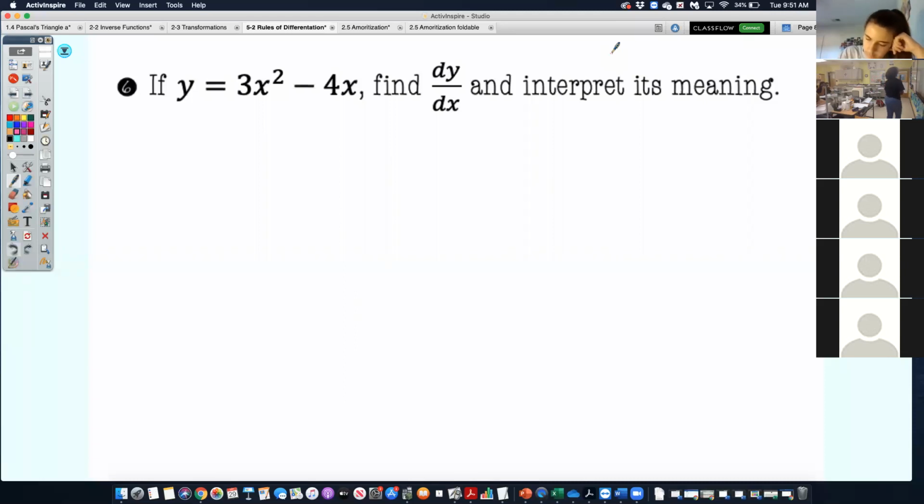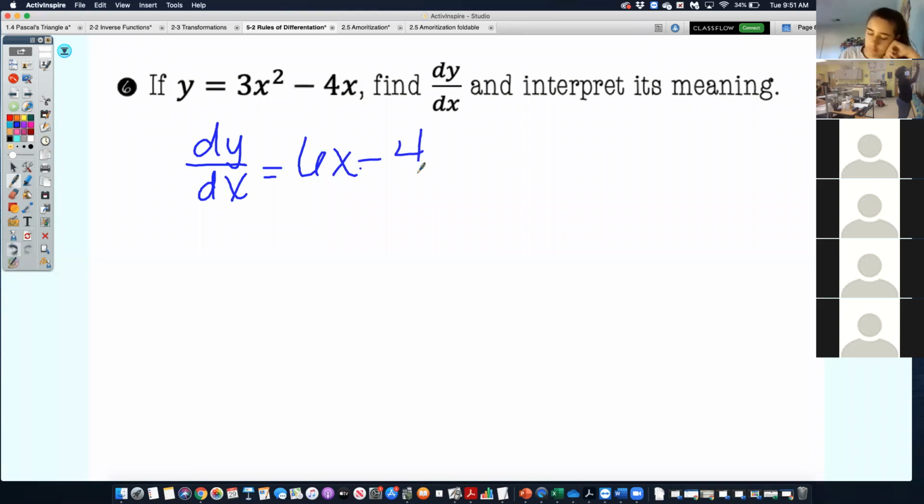Somebody online, give me what the derivative is. Or sorry, dy dx. 6x minus 4. Very good. Remember, multiply, subtract 1, multiply, subtract 1. Okay? So yes, that is dy dx.